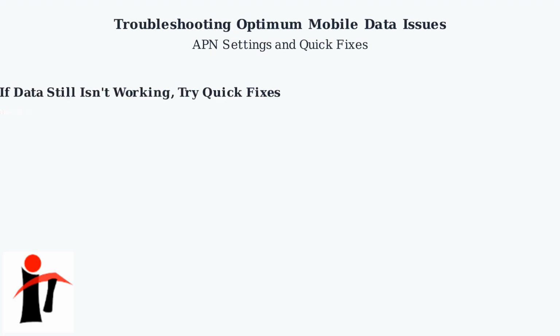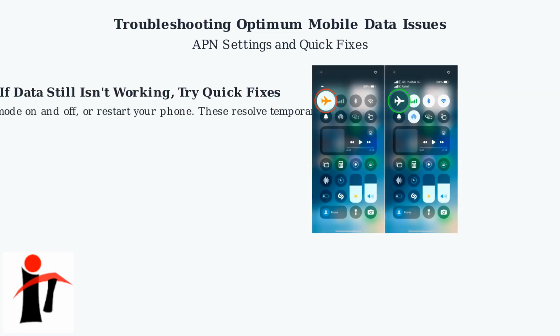If data still isn't working, try a quick network reset. Toggle airplane mode on and off, or restart your phone. These simple steps often resolve temporary glitches.